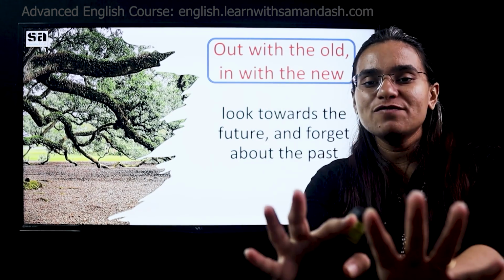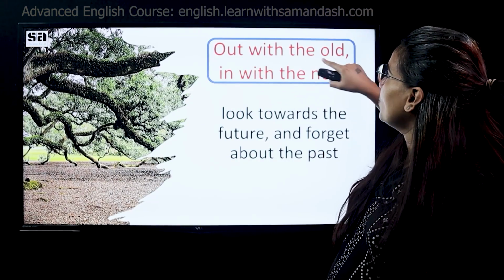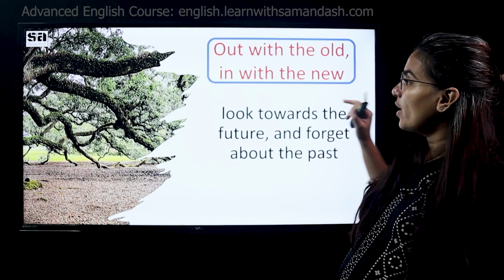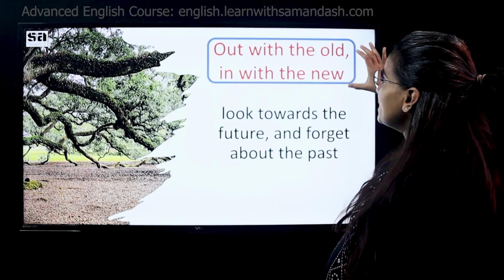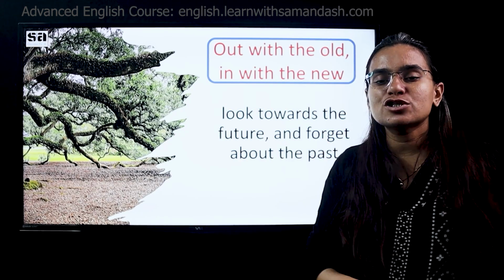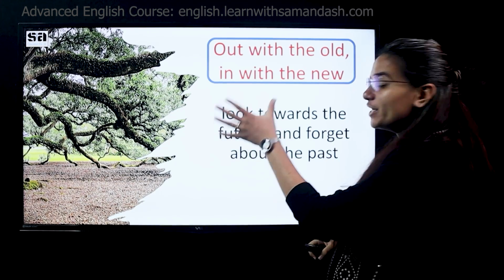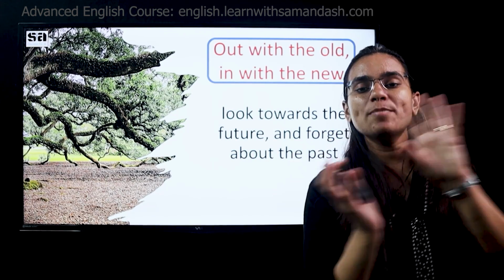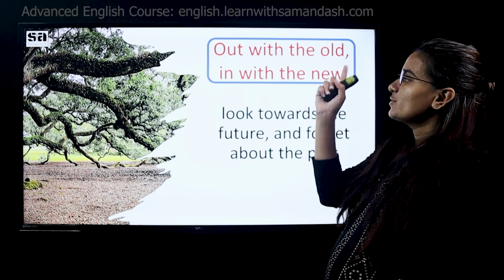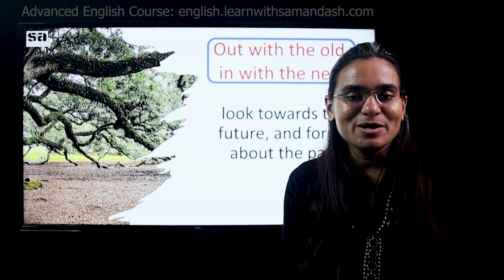I'm looking towards the future. I'm forgetting about the past. It simply means out with the old. Old year is gone, in with the new, 2024 is coming. So you can use this phrase as it is, put a full stop and then say Happy New Year after that. You are looking towards the future, you are happy about 2024, you have all the old memories gone in 2023. So I can simply say, out with the old, in with the new, Happy New Year, my friends.